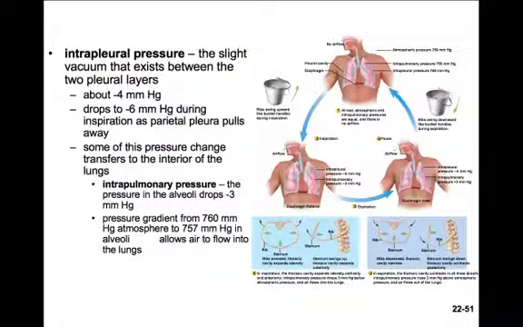So this interpleural pressure is the slight vacuum that exists between the two pleural layers. And it's about -4 millimeters of mercury. And it drops to about -6 during inspiration as the parietal pleura pulls away. Some of this pressure change transfers to the interior of the lungs. The intrapulmonary pressure in the alveoli will drop to -3 millimeters of mercury. The pressure gradient from 760 millimeters of mercury to 757 millimeters of mercury in the alveoli allows air to flow into the lungs. So it's a relatively small pressure change, but it's enough to draw air in.